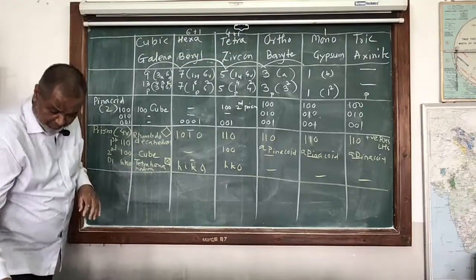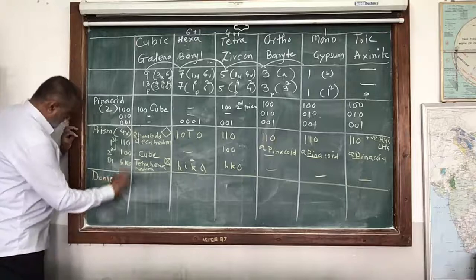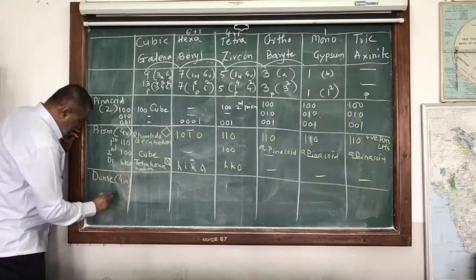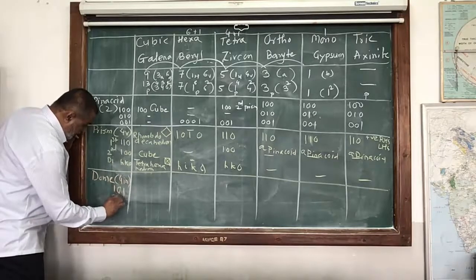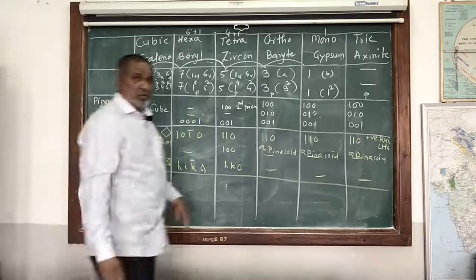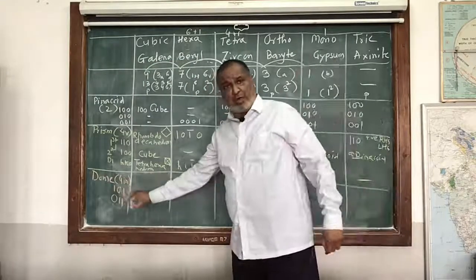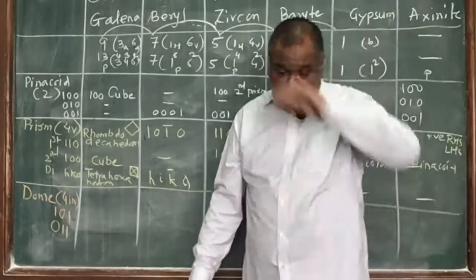Dome, we'll see with the next one, brown orange. Yes, dome. What is a dome? It contains 4 inclined faces. The two indices in the dome are 1, 0, 1 and 0, 1, 1. In case of a dome, it is there.